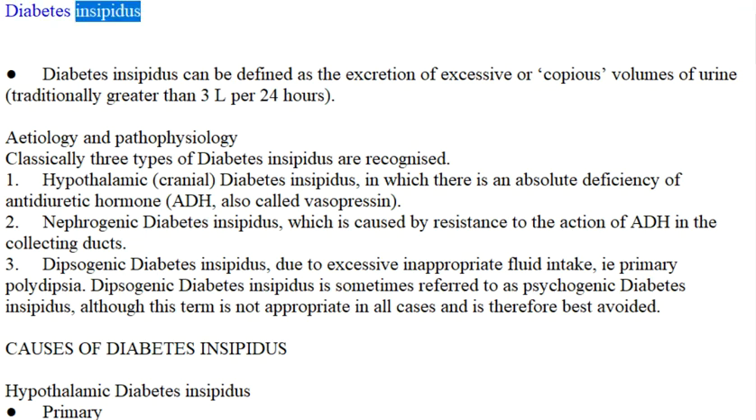Diabetes insipidus. Diabetes insipidus can be defined as the excretion of excessive or copious volumes of urine, traditionally greater than 3 L per 24 hours.